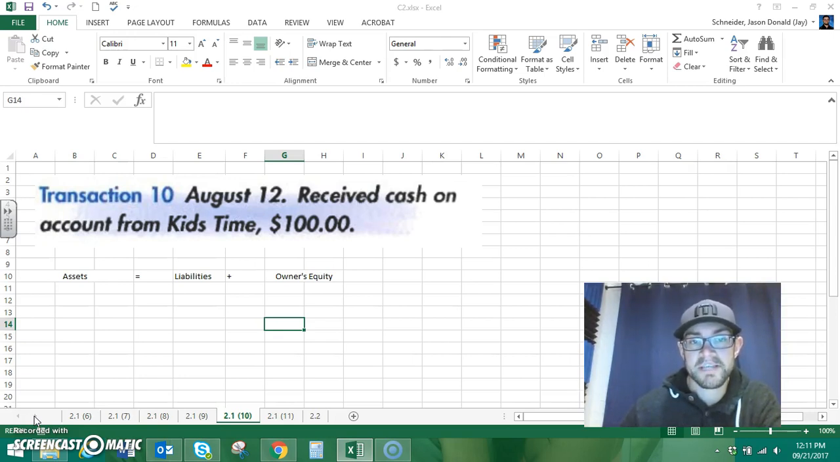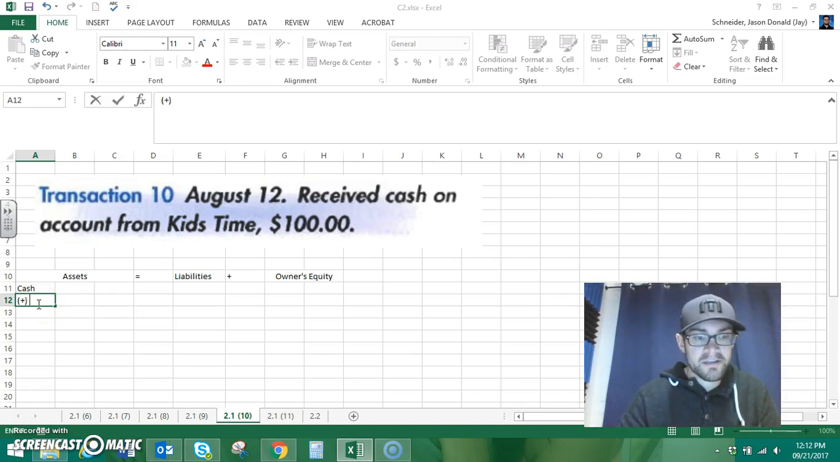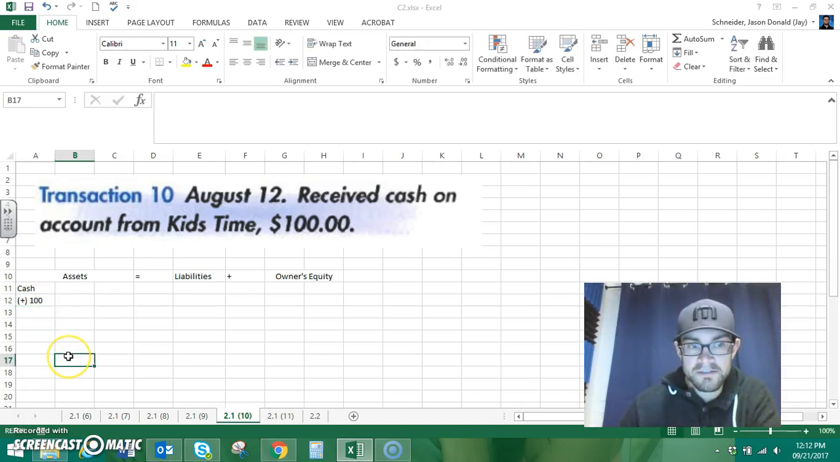So when you look at this transaction, receive cash on account from Kids Time, $100. We're receiving cash, we're gaining cash. So we know the asset of cash. We also know that it's increasing $100.